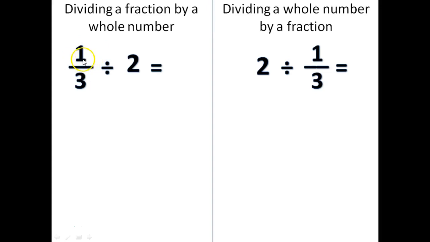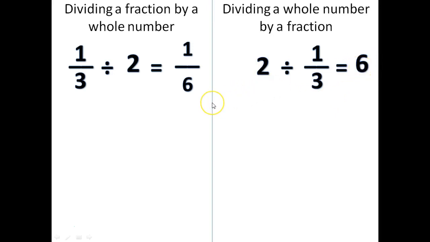Let's start with this side. 1/3 divided by 2 equals 1/6. Over here we have 2 divided by 1/3, which equals 6. One quick strategy you can use to remember is that every time you divide a fraction, your answer will be a fraction. When you divide a whole number, your answer will be a whole number.